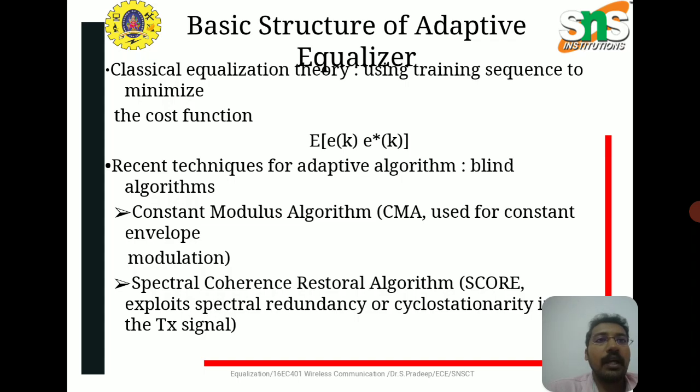Classical equalization theory uses a training sequence to minimize the cost function. Recent techniques for adaptive algorithms are blind algorithms: the constant modulus algorithm or CMA, used for constant envelope modulation, and the spectral coherence restoration algorithm, which exploits spectral redundancy or cyclostationarity in the transmitted signal.